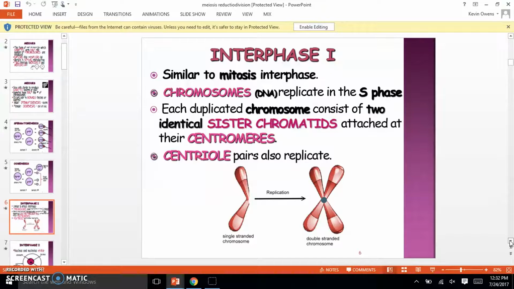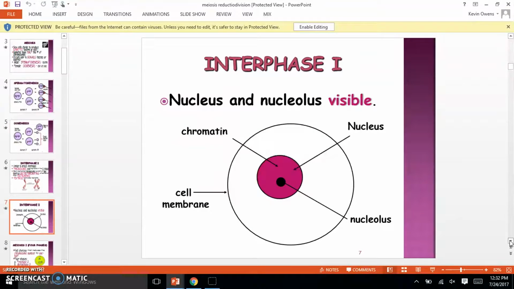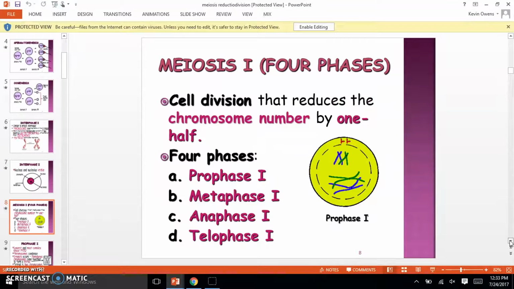Interphase 1, similar to that of mitosis. Chromosomes replicate in the S phase. Each duplicated chromosome consists of 2 identical sister chromatids attached at their centromeres. Centrioles are replicated. In interphase 1, the nucleus and the nucleolus are visible. There you see a picture. Meiosis 1 is cell division that reduces the chromosome number by 1/2. 4 phases. You got prophase 1, metaphase 1, anaphase 1, and telophase 1.